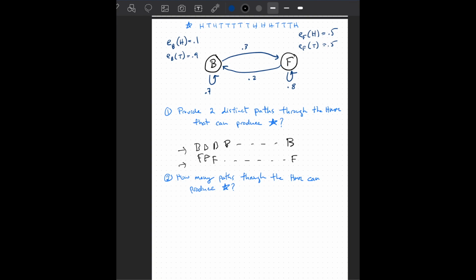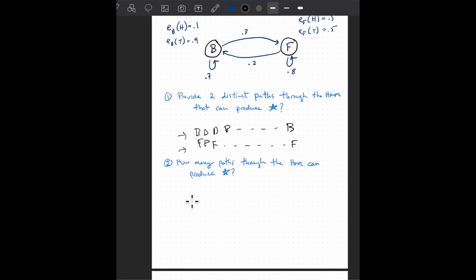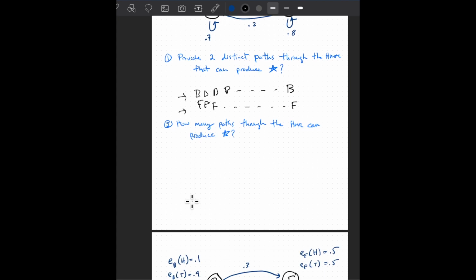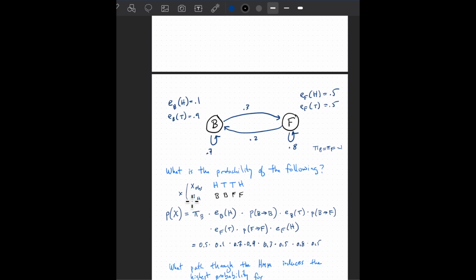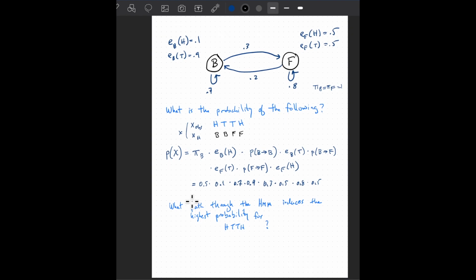Of course, there are a lot of different possibilities of switching to and from the fair and biased coins. And the second challenge is how many such paths through the HMM can produce star. I'm going to let you think about that one. How many different ways? We'll come back near the end of the lecture with an exact answer, but you should stop and think about it now. Okay, so here's another challenge.